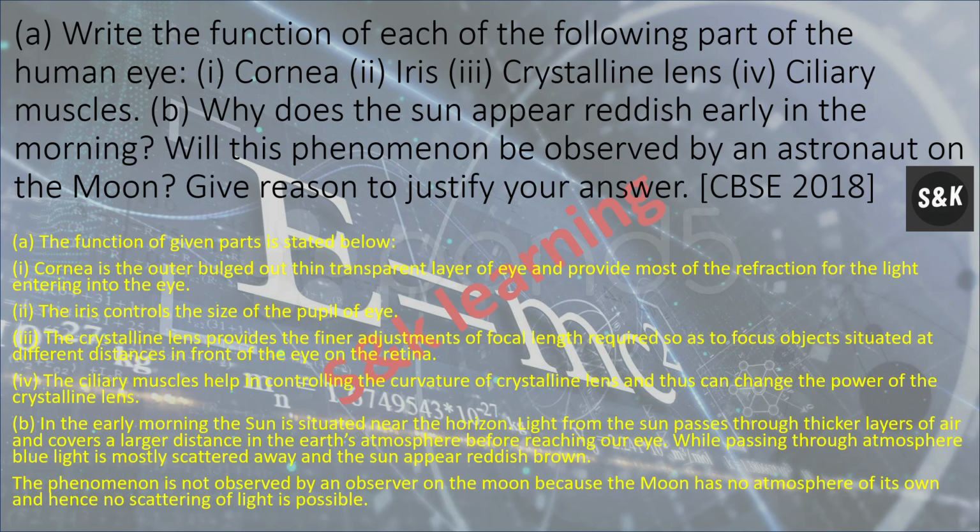Write the function of each of the following parts. Cornea. The function of the given part is stated below. The cornea is the outermost thin transparent layer of the eye and provides most of the refraction of light entering into the eye. The iris controls the size of the pupil. The crystalline lens provides the finer adjustment of focal length required so as to focus objects situated at different distances. The ciliary muscle helps in controlling the curvature of the crystalline lens and thus changes its power.